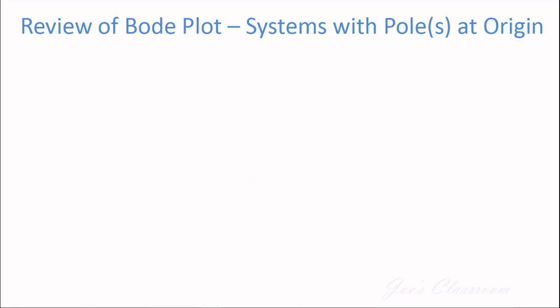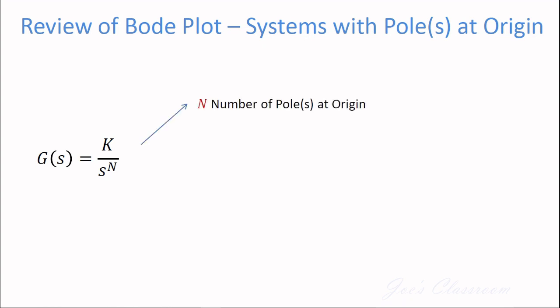Before going into today's topic, let us have a quick review of what we learned in the previous lecture. In the previous lecture, we started to understand the Bode plot, beginning with systems with poles and zeros at the origin. If you take a system with a pole at the origin, then the transfer function of the system is given by G(s) = K / s^n, where n is the multiplicity of the poles at the origin, or the number of poles at the origin.